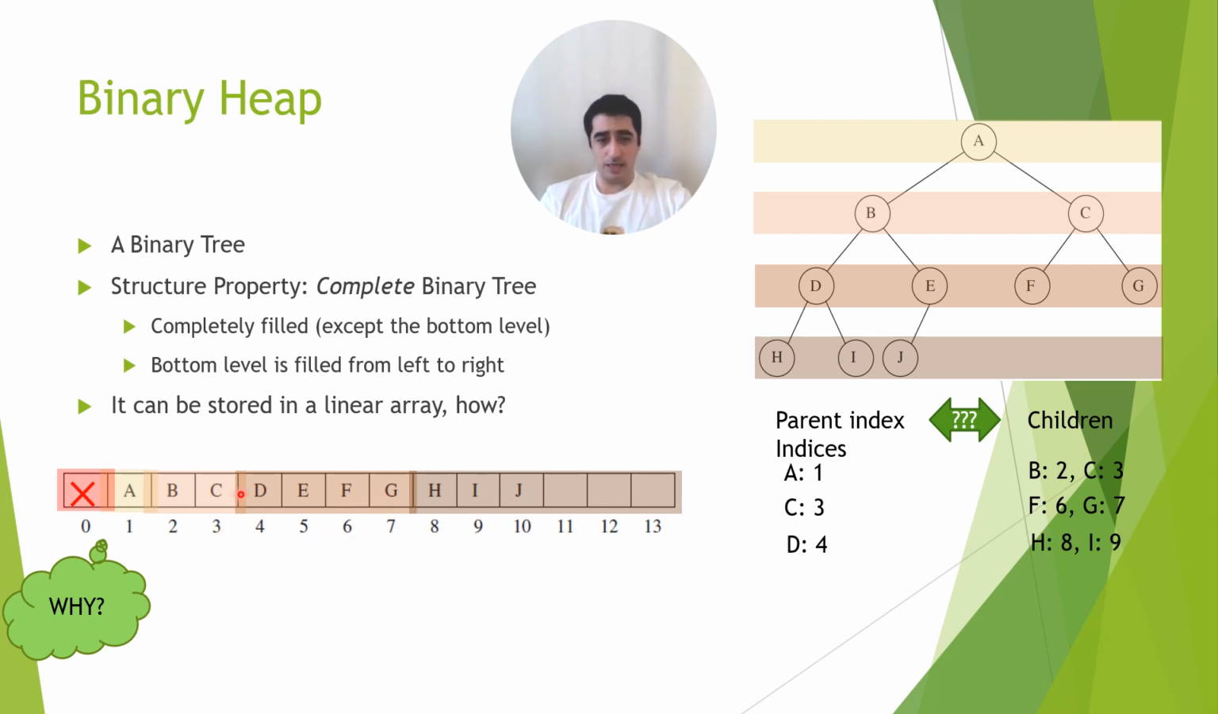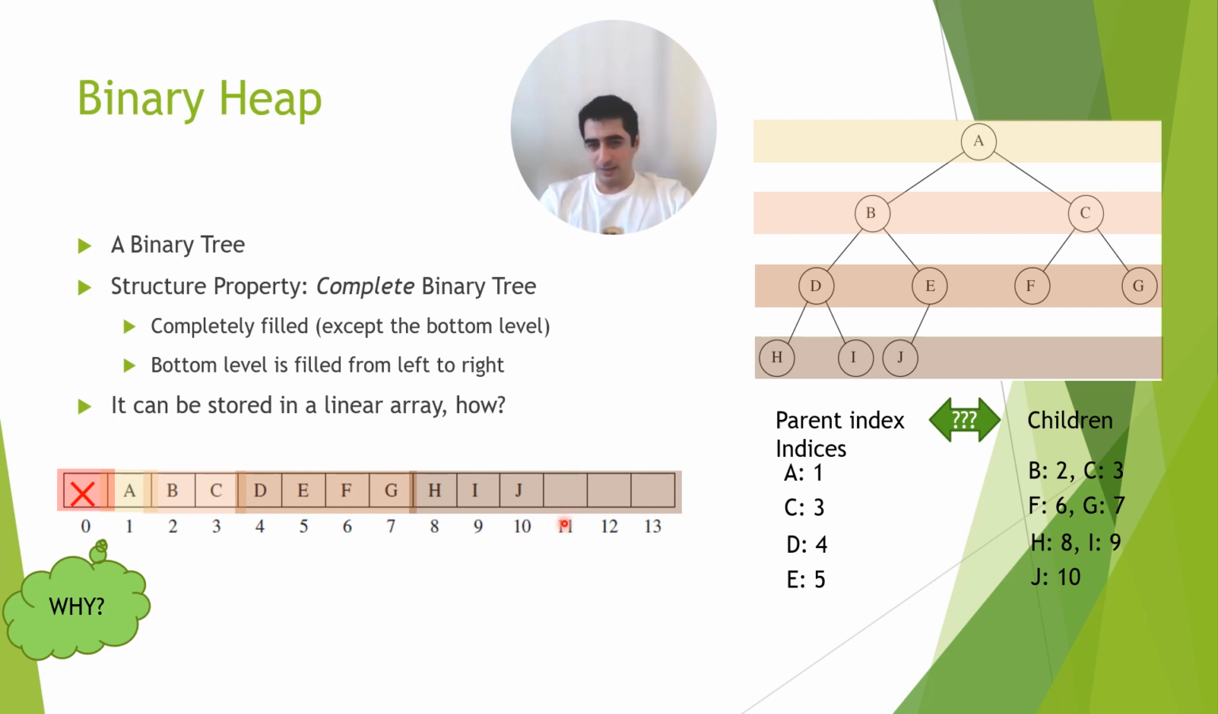Another example is D. If D is the parent, D's index is 4. The children H and I would be at indices 8 and 9, right? If the parent is E with index 5, the children's indices are going to be 10 and 11. It only has one child, which is J. There's no right child. If there was a right child, it would be stored in index 11.